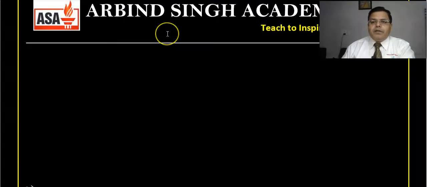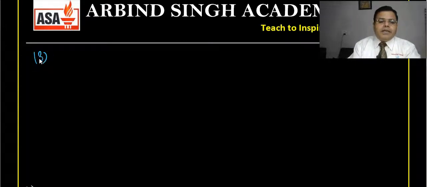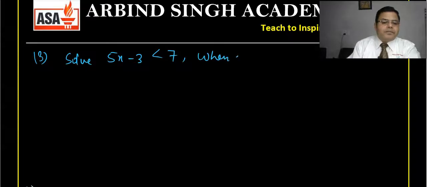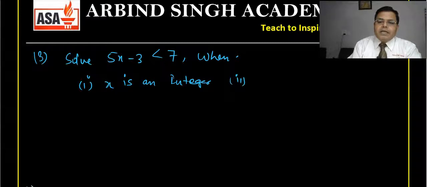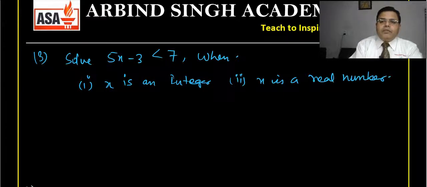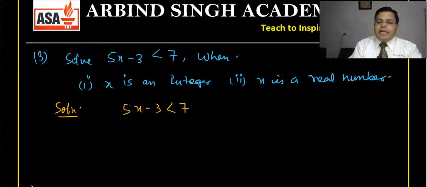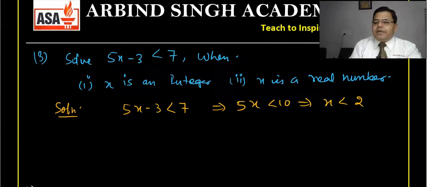Now let us solve question number 3. It is given here: solve 5x minus 3 is less than 7 when first, x is an integer, and second, x is a real number. For the solution, we write 5x minus 3 is less than 7. 3 can be added to both sides, so 5x is less than 10, and x is less than 2. Dividing by 5, the sign of inequality does not change.